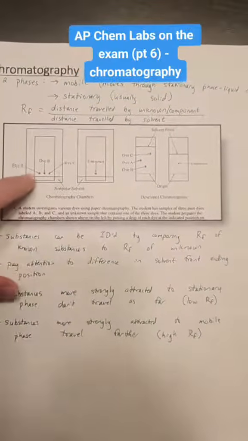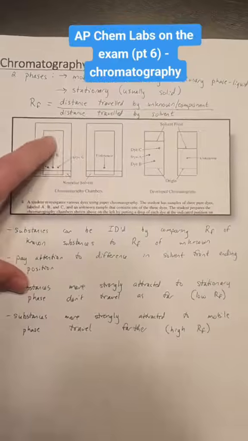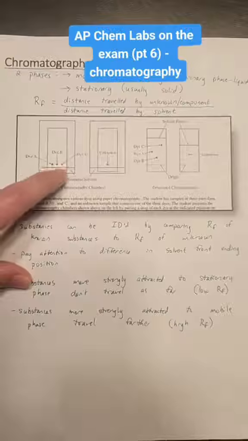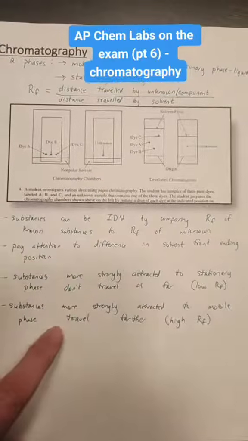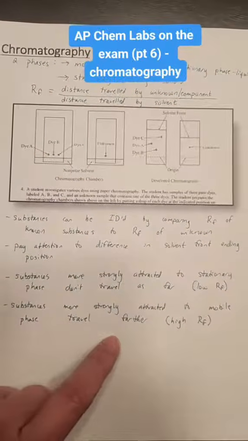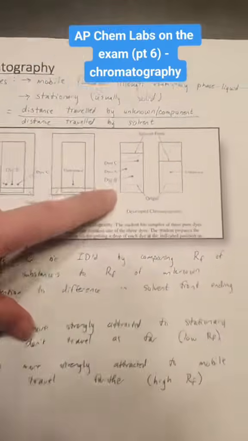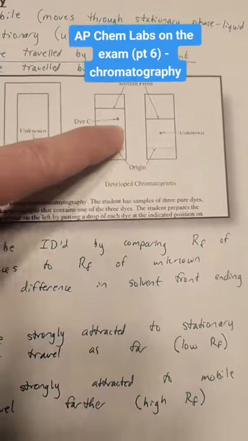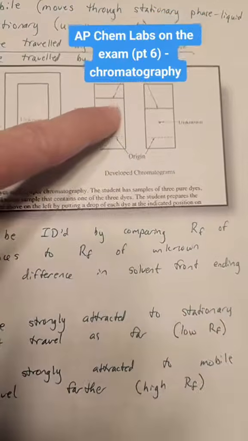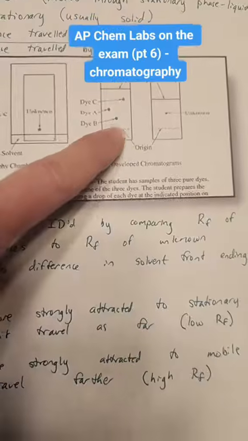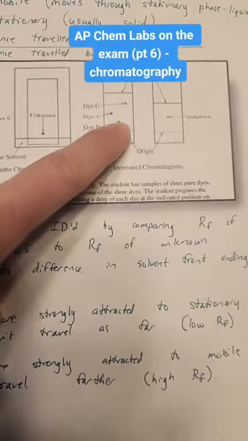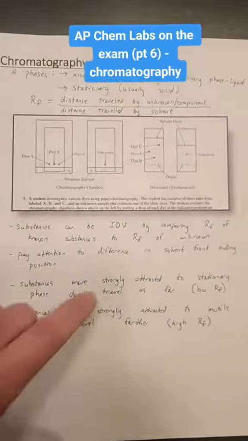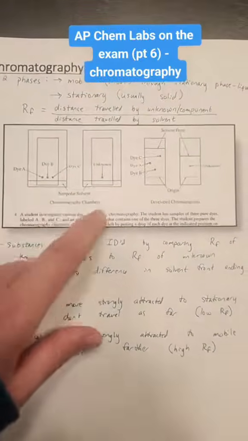So if your stationary phase is polar, like chromatography paper is, then they're going to be more attracted to the paper, and it's going to not move as far. Substances that are more strongly attracted to the mobile phase travel farther. They have a high RF. So if they're less attracted to the polar paper, then they're going to keep moving more along with the solvent front. And so we would expect in this situation that dye B is more polar and dye C is more non-polar, relatively speaking. And so if you're asked to justify those differences, then that can help you do that.